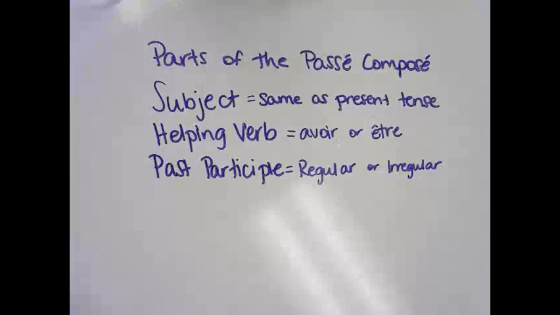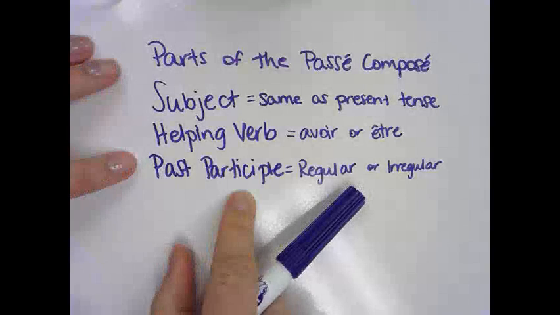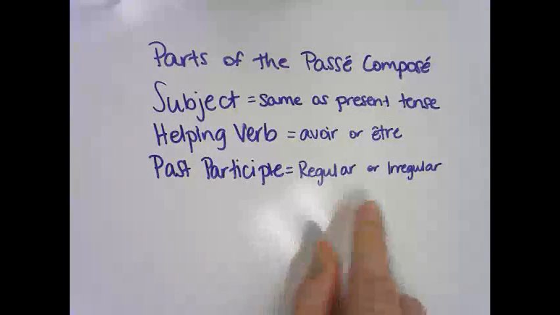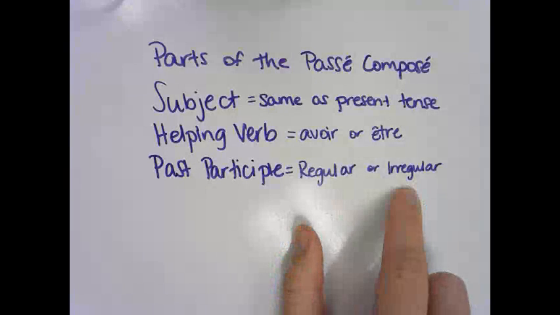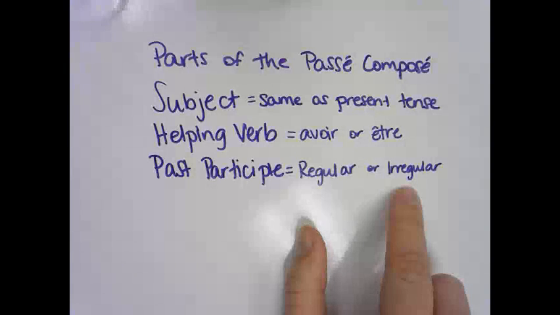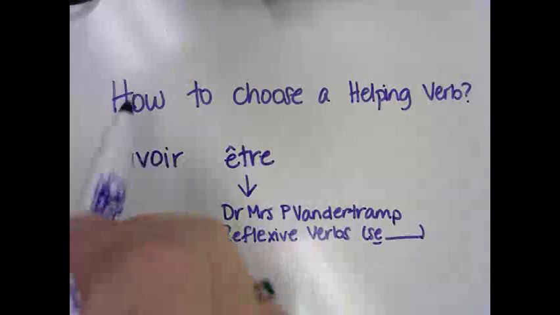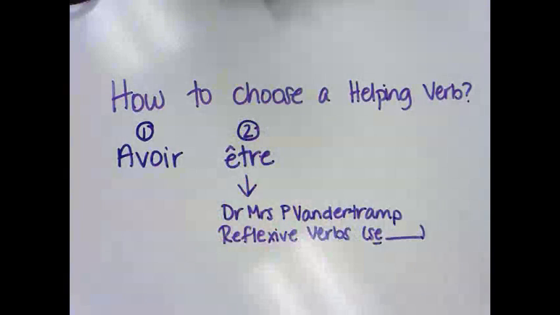So I have eaten, we're going to find the past participle for the verb manger, because manger is to eat. Now, past participles can be regular or irregular. Regular just means it follows a pattern. Irregular means it does not follow the pattern, so you have to memorize those on your own. So how do we choose a helping verb? I've already told you that the first option is avoir, and the second option for helping verb is être.